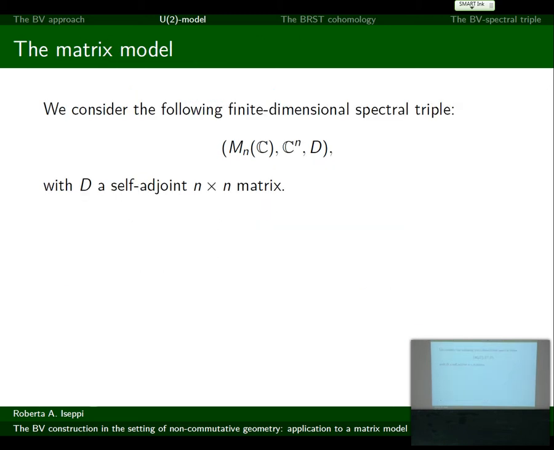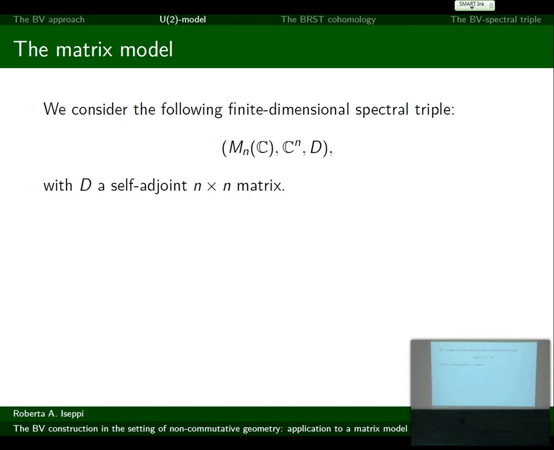Because this is exactly what we are going to consider: a finite dimensional spectral triple where the Hilbert space is given by C^n, and the algebra is really easy. We are only considering n by n matrices. And of course, D is a self-adjoint n by n matrix.